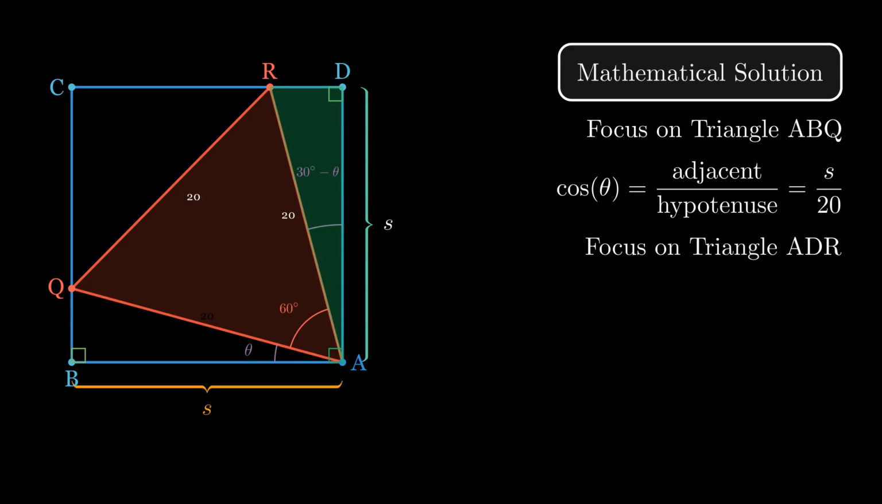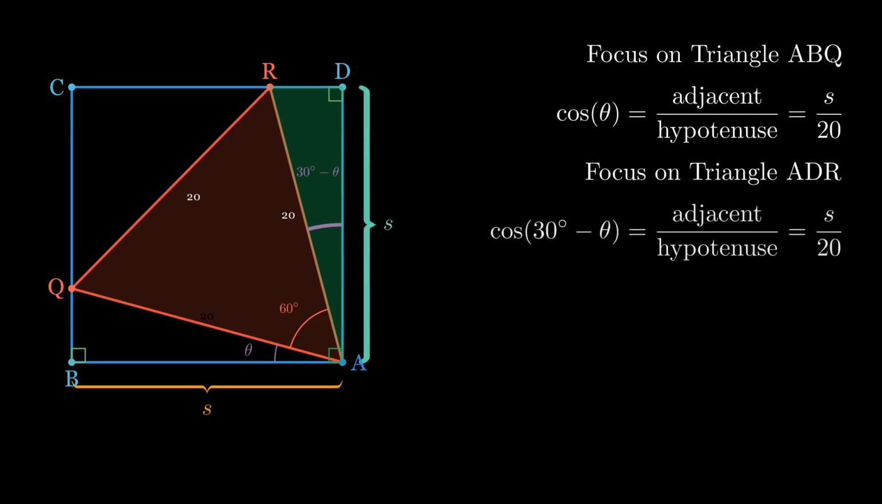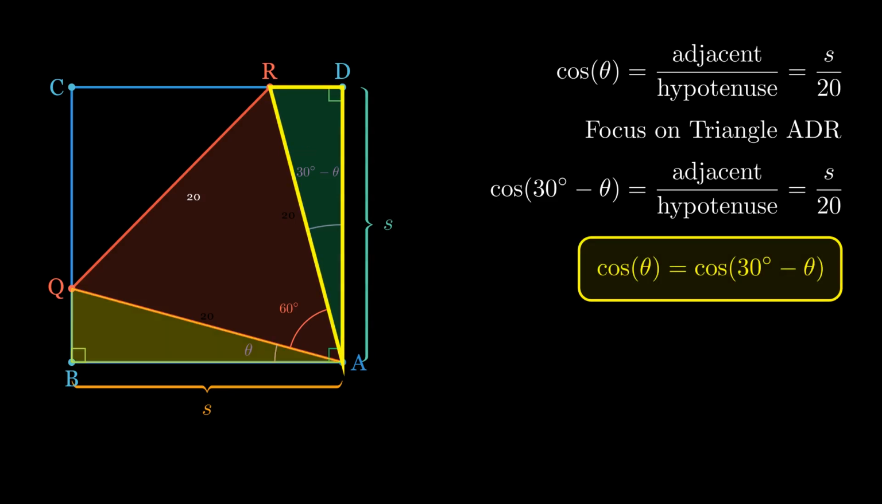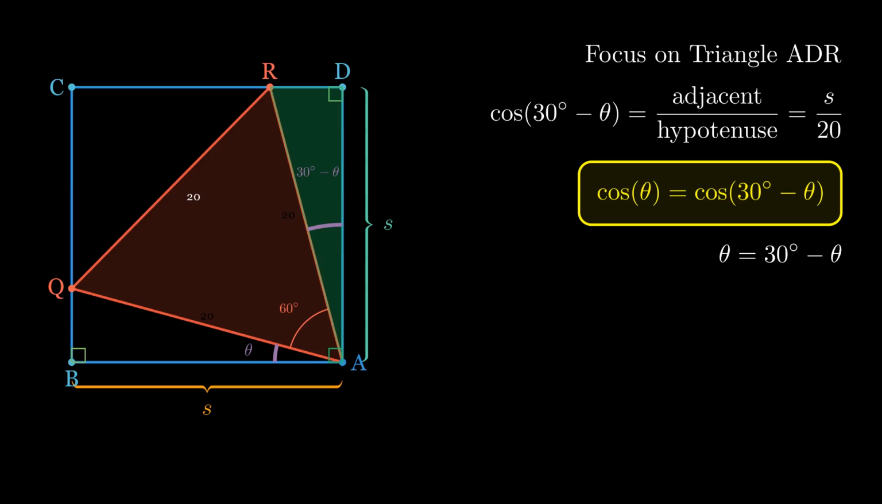Next, we examine the top right triangle. It has the same structure with an adjacent side S and a hypotenuse of 20. Here the angle is 30 degrees minus theta, but its cosine, the ratio of the adjacent side S to the hypotenuse 20, is the same. And this is the breakthrough. Since both of these cosine expressions are equal to S over 20, they must be equal to each other. For acute angles like these, if their cosines are equal, the angles themselves must be equal. This reveals the problem's hidden symmetry.